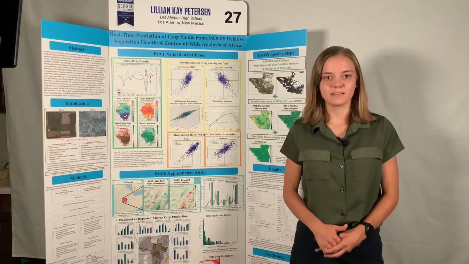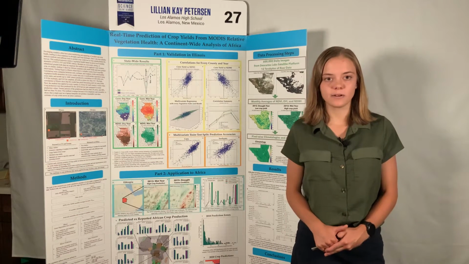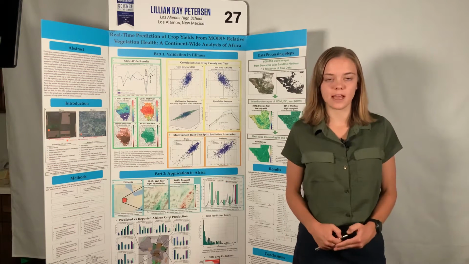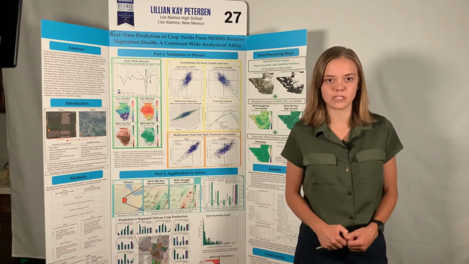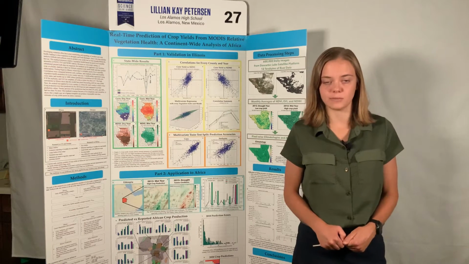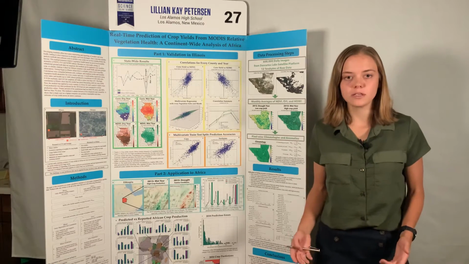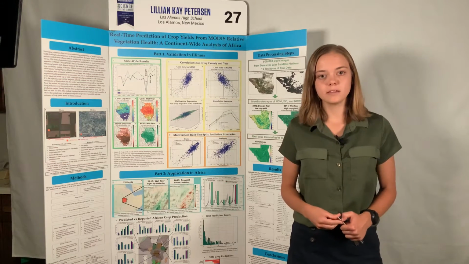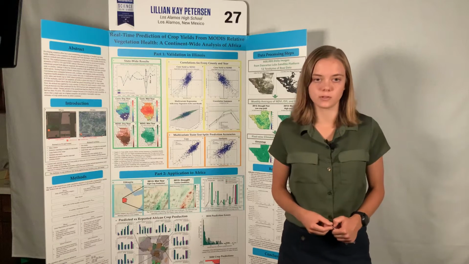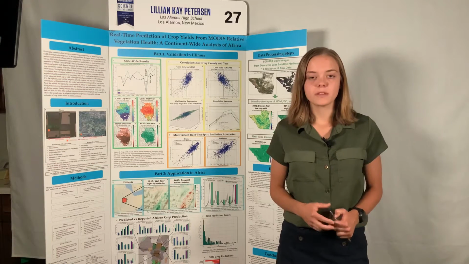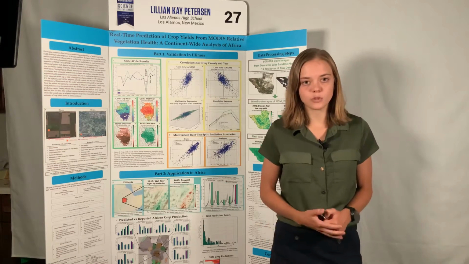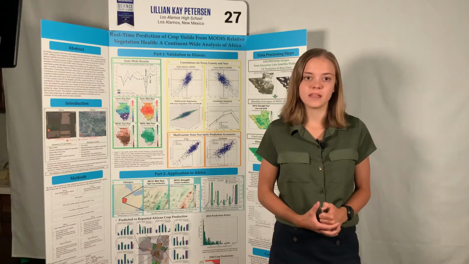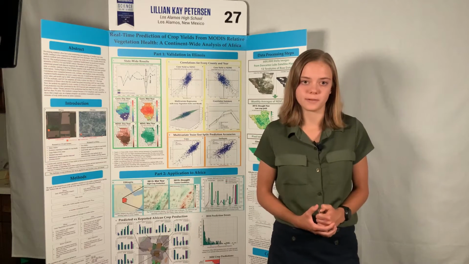Hi, my name is Lillian Petersen, and I created a model to predict crop yields in every country in Africa 3 to 4 months before the harvest using satellite imagery. Developing countries often have poor monitoring and reporting of weather and crop health, leading to slow responses to droughts and food shortages. For example, there was a severe drought in Ethiopia in 2015 and 2016, and aid organizations were unprepared.